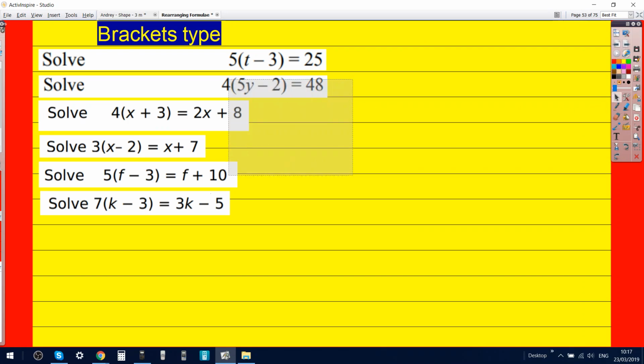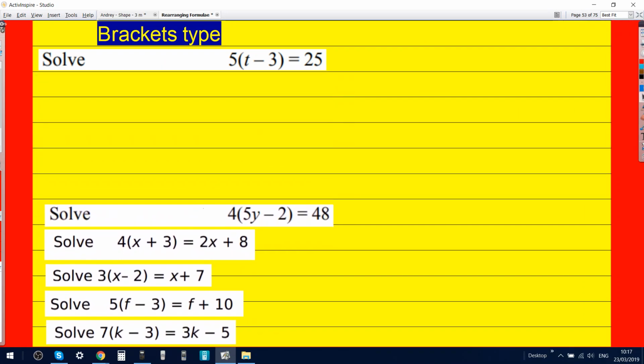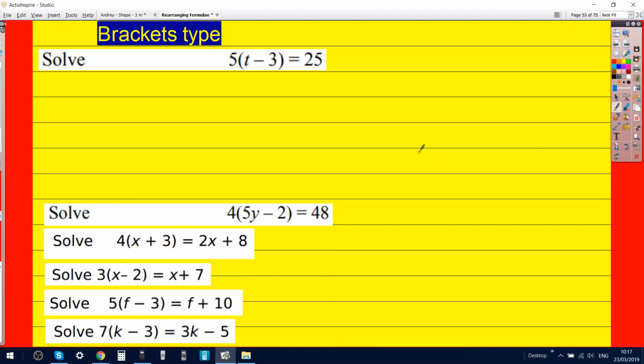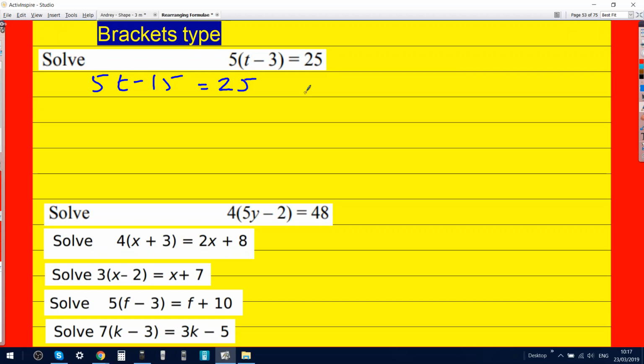Okay, how do you do the first one? Okay, so it's expanding, isn't it? So it'd be 5t minus 15 equals 25. Then you would add on the 15, which is 40. 5t equals 40. And then you divide it by 5, so 40 divided by 5 is 8, so t equals 8. That's it.